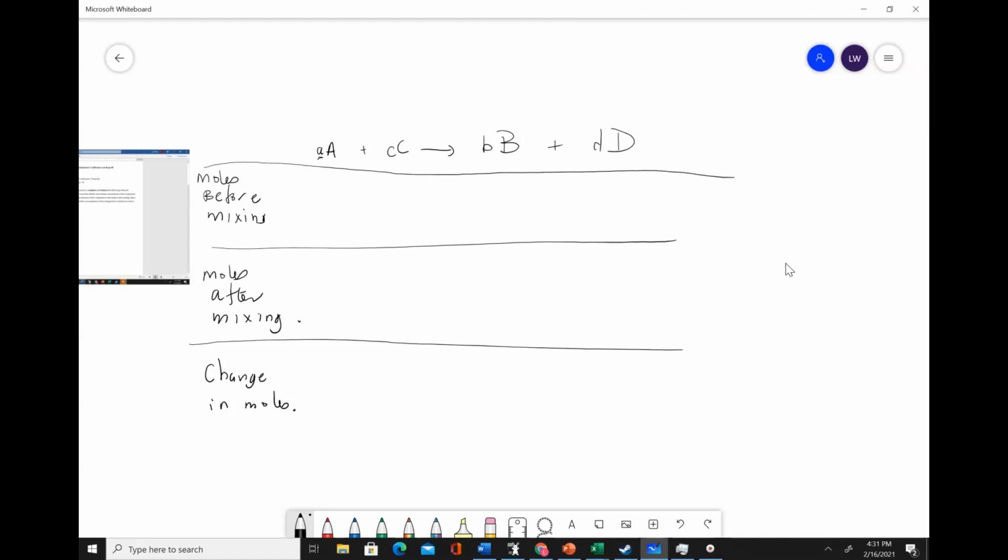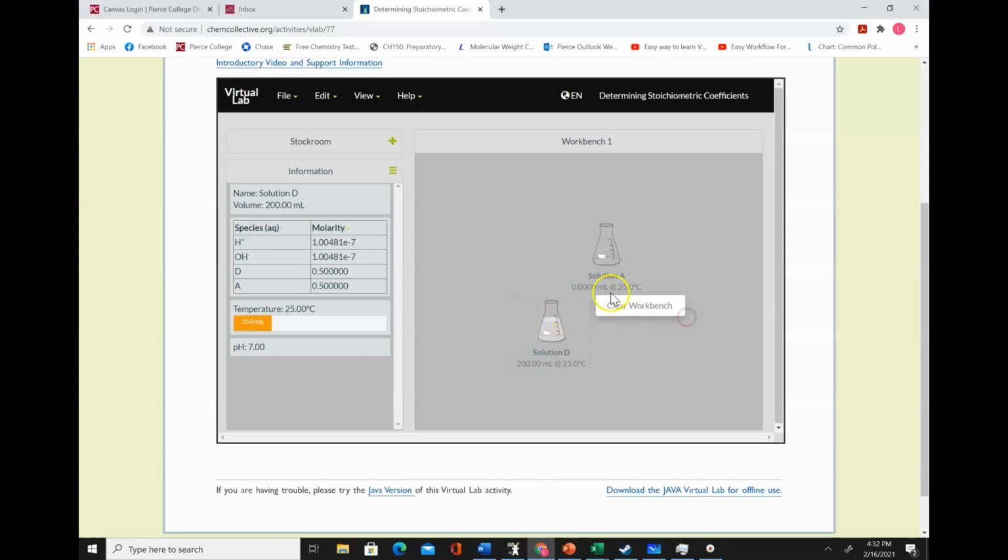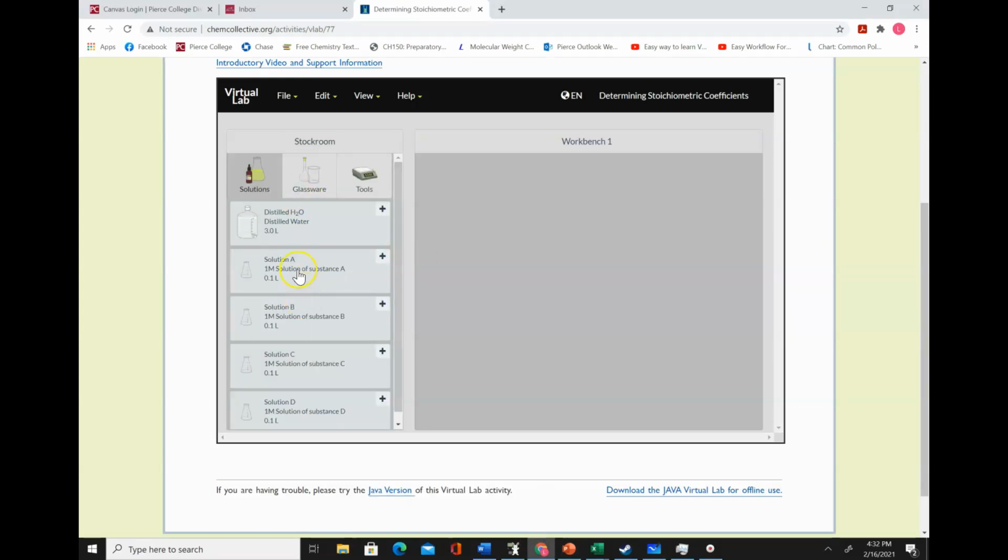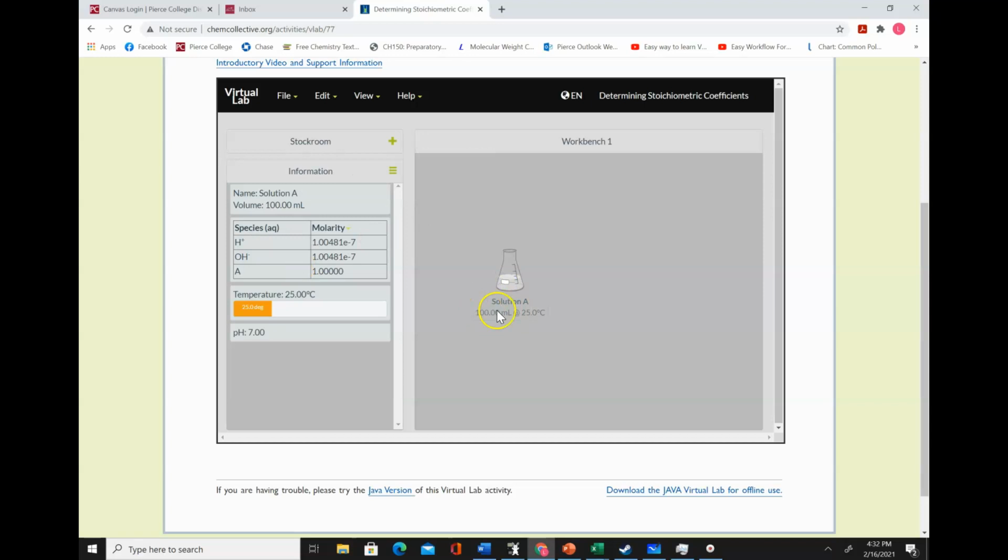So first thing I need to do is calculate the moles of each thing I had before mixing. And it sounds kind of obvious, but we had no moles of the products before mixing. So remember I mixed 100 mils of each one. So I had 100 mils of A and it had a concentration of 1 mole per liter of A.